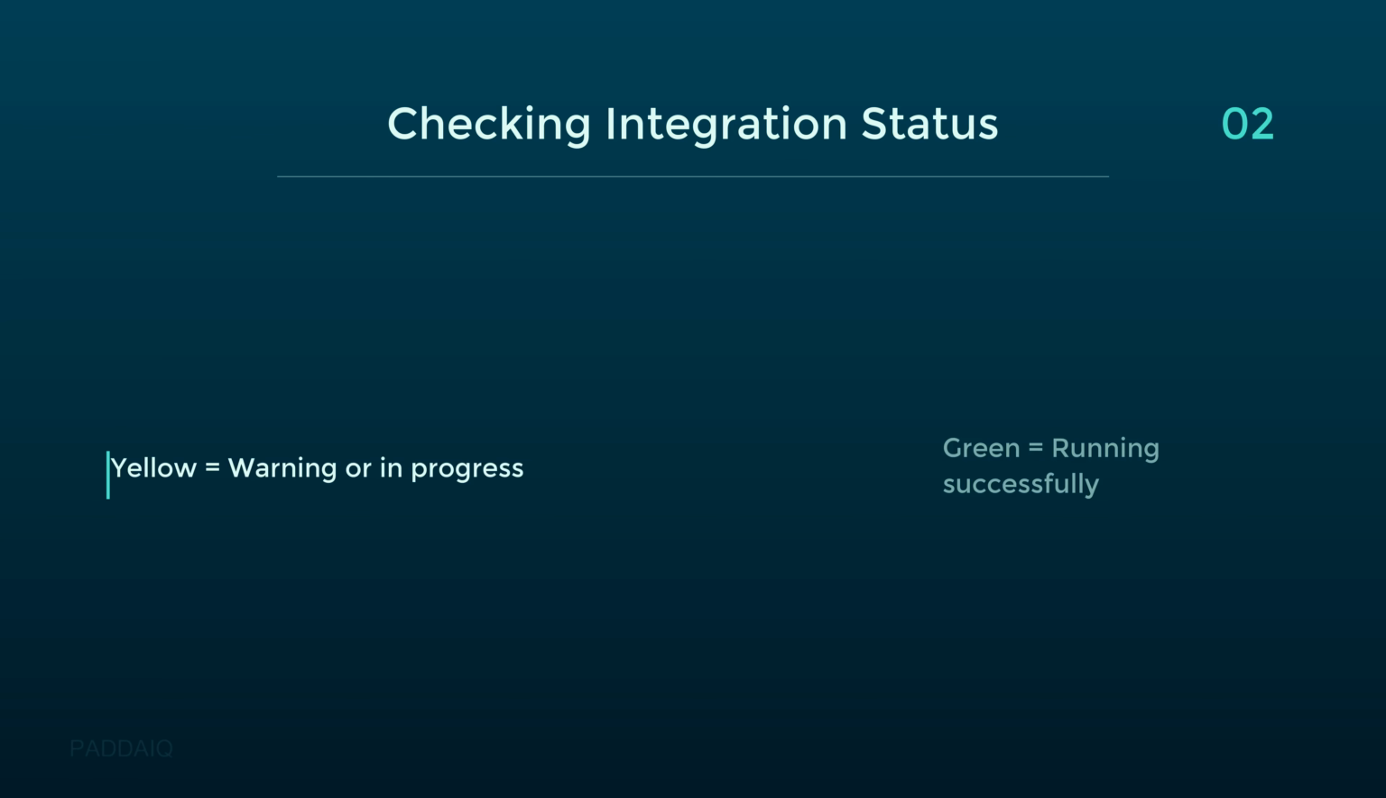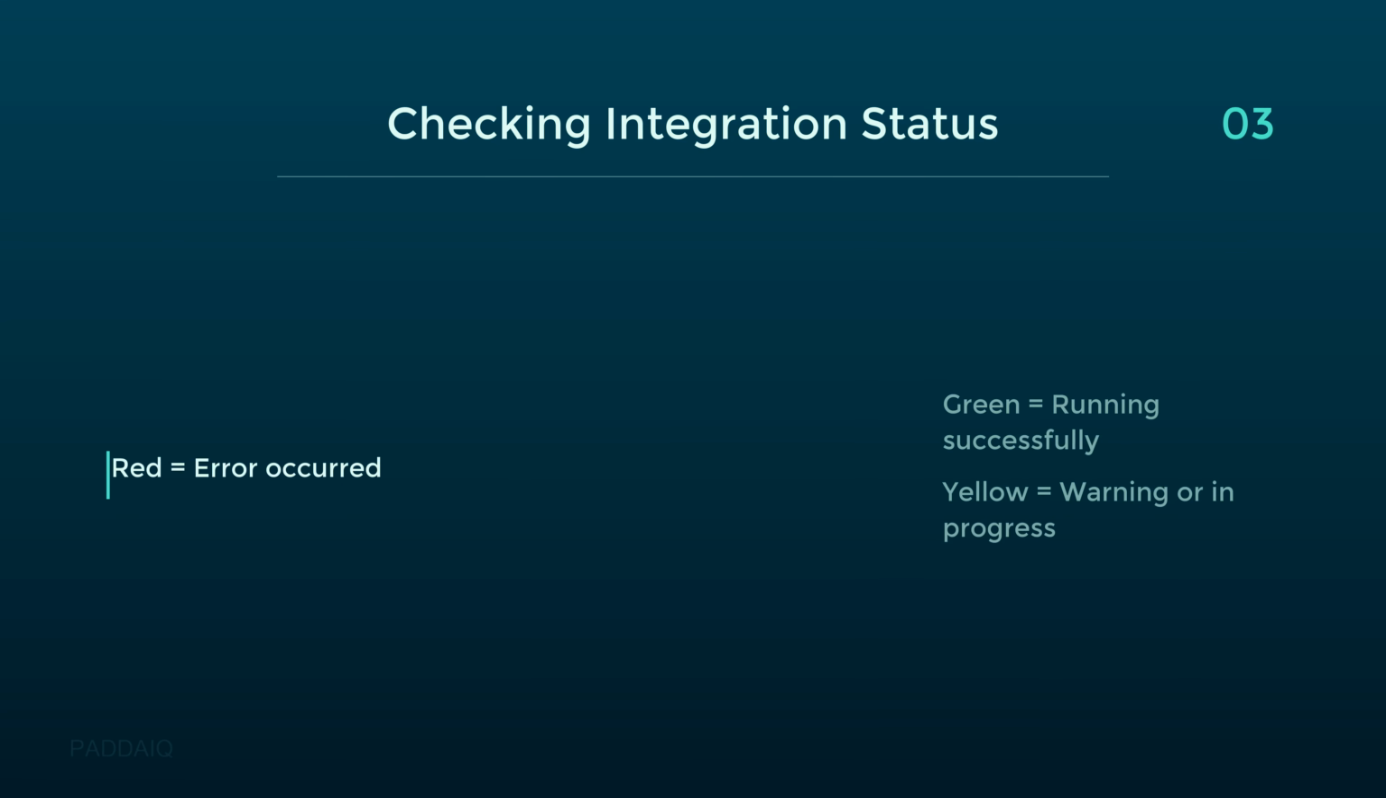Yellow is equal to warning or in progress. This means the system has detected a potential issue or a task is still running. For example, a connection to your HR system might be establishing itself or require your attention. Always check items marked yellow to see what action is needed.